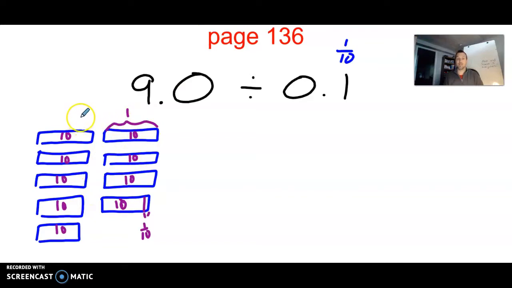So how many pieces do you have all together in this here? How many tenths? Well, you really have 90. If you counted them all up, 10, 20, 30, 40, 50, 60, 70, 80, 90. Right? There's one way that this can be solved.